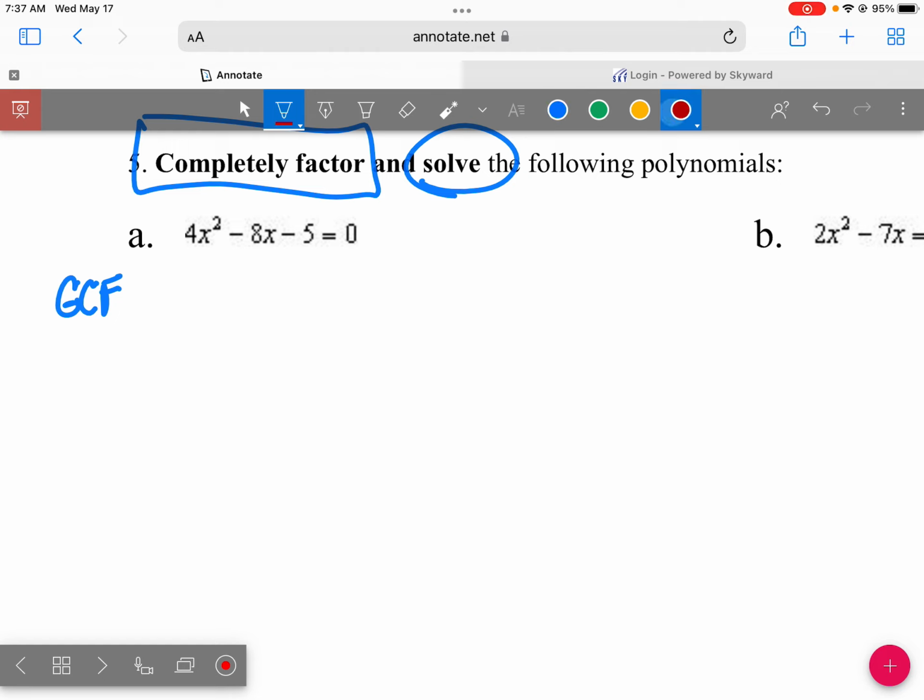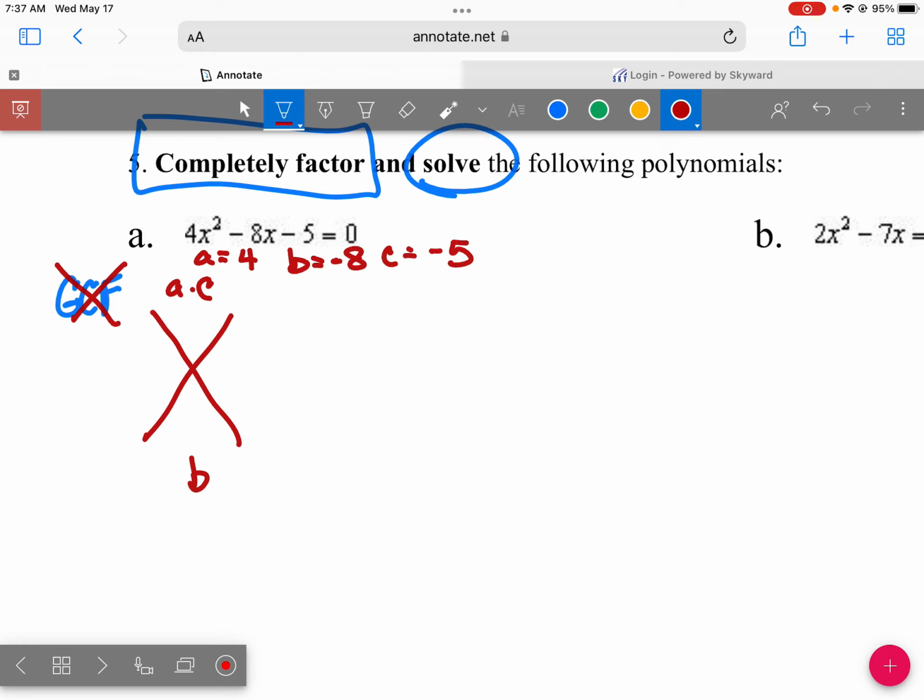I do not. The only thing that factors into all of them is 1. So since there are 3 terms, I'm going to look for X box first. And I'm going to say A times C at the top, B at the bottom. We already have it set equal to 0, so A is equal to 4, B is equal to -8, and C is equal to -5.